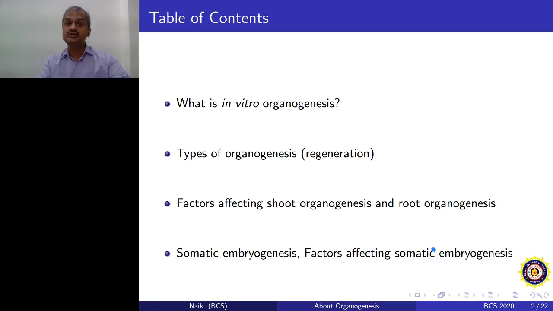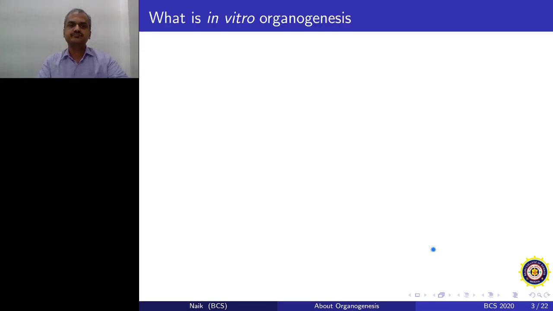Again, we will see about somatic embryogenesis, and as I already told you, this somatic embryogenesis process has a huge potential in making mass multiplication of any plant species, and that has already been proven in many forestry systems as well as in many medicinal plants. So we will see the factors which affect somatic embryogenesis as well.